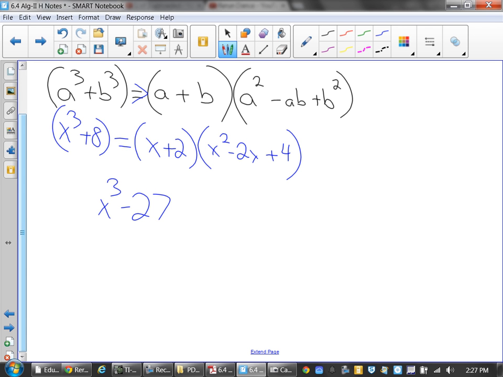Okay. What's the cube root of 27? 3. All right. So we've already said that this follows the pattern of a cubed minus b cubed. When you factor that, you once again will have a binomial and a trinomial. The first one is going to be a minus b. The second one, a squared, now it changes, plus ab, and then plus b squared.